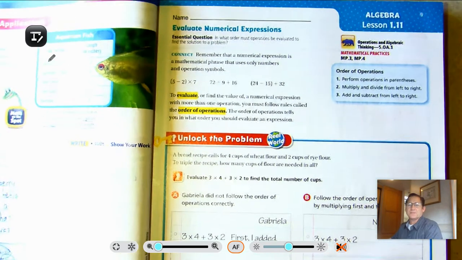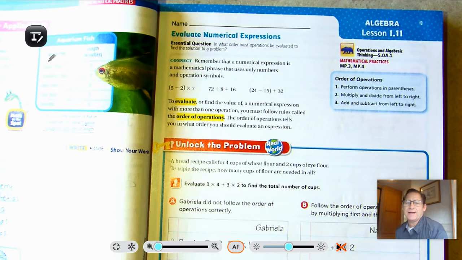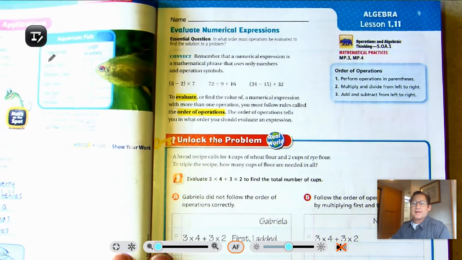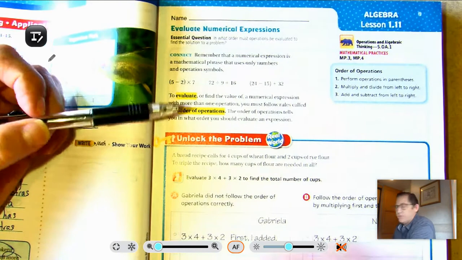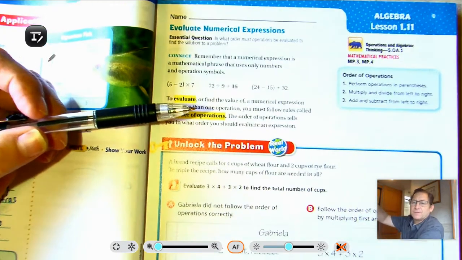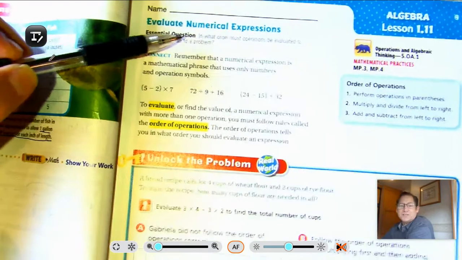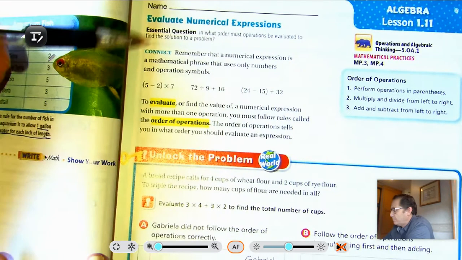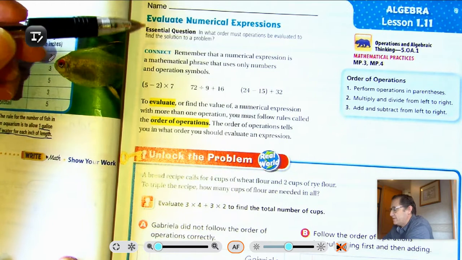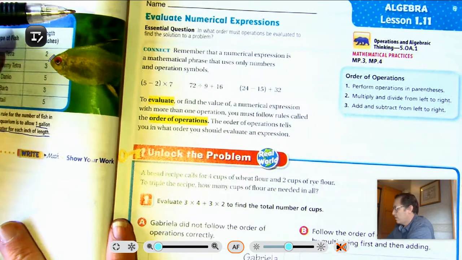Hello, everybody. So we're going to continue with lesson 1.11, Evaluate Numerical Expressions. We're on page 47 of the 5th grade Go Math textbook. And so we do need to review the order of operations to be successful in this lesson, because the essential question is, in what order must operations be evaluated to find the solution to a problem?